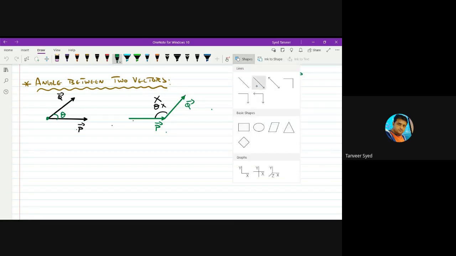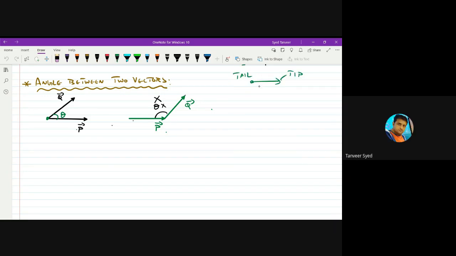Sir, can't it be tip to tip? If you connect two vectors tip to tip, let us say this is vector Q, and you displace it like this, tip to tip. Okay, we can connect them tip to tip also, but a more commonly used method is connecting them tail to tail, because it will give you more clarity regarding the direction.